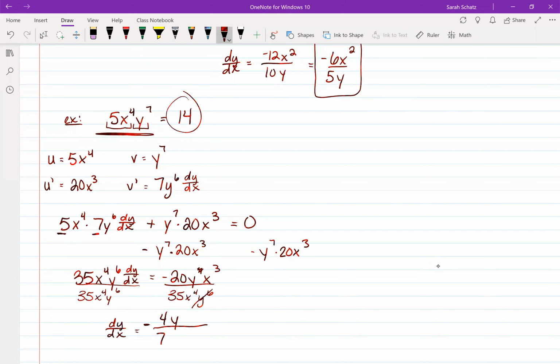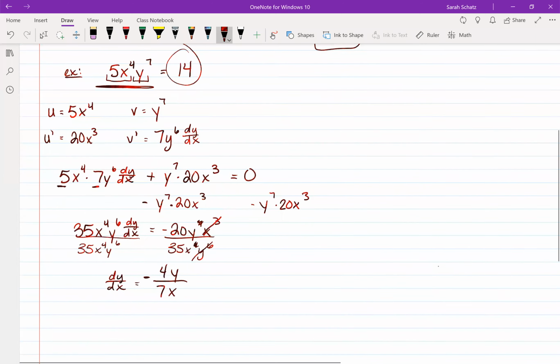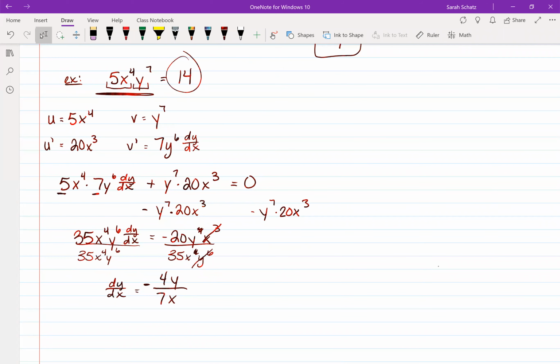And then a similar thing happens with the x's, except this time the x's on top will be gone and you'll just be left with an x on the bottom. So my fraction bar is way too long. There we go. So again, we isolated dy/dx after we took the derivative, and then we reduced.